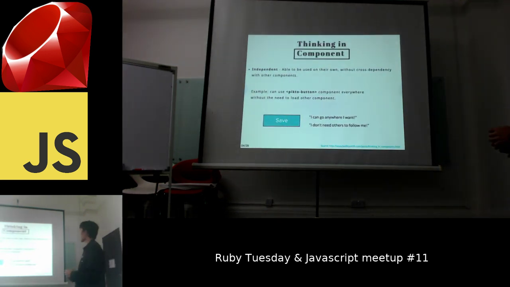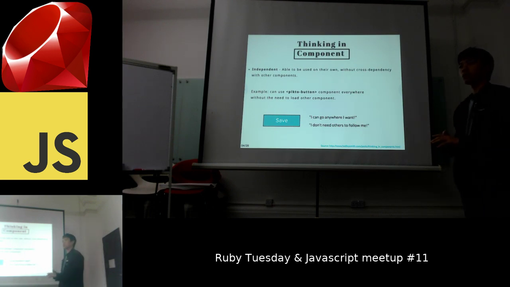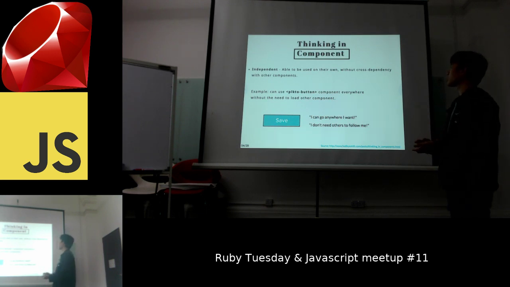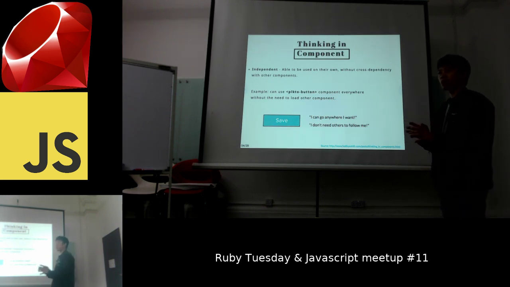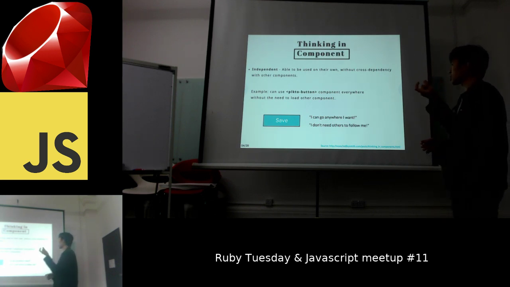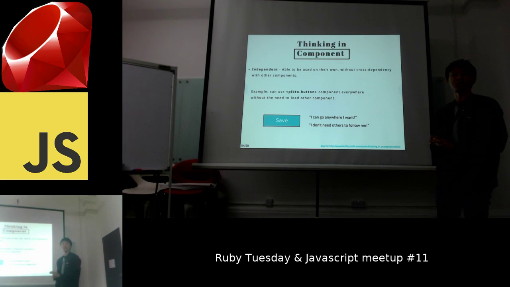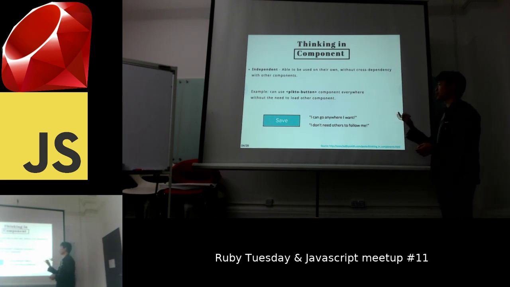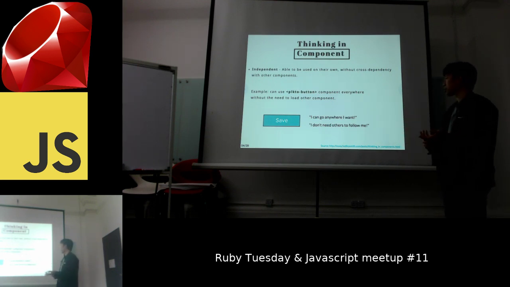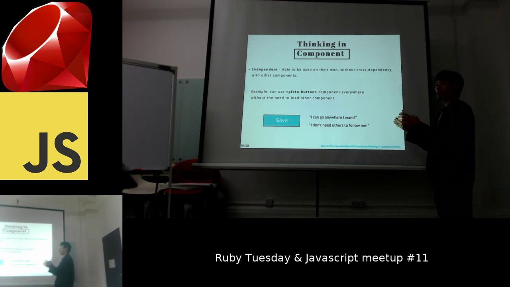Okay, in thinking of a component, there are certain principles that we can follow. First, it has to be independent, able to be used on its own without any cross dependency with other components. It's like a Lego piece, like this one, we call it a picto button, because in a component-wise approach, you might put some specific naming for your blocks. Like in Lego, there is a long one, a short one, I don't know what to call it. But for this button, you can call it picto button. The button can say, I can go anywhere I want, I don't need any other components to make me a button. I'm a button by myself.